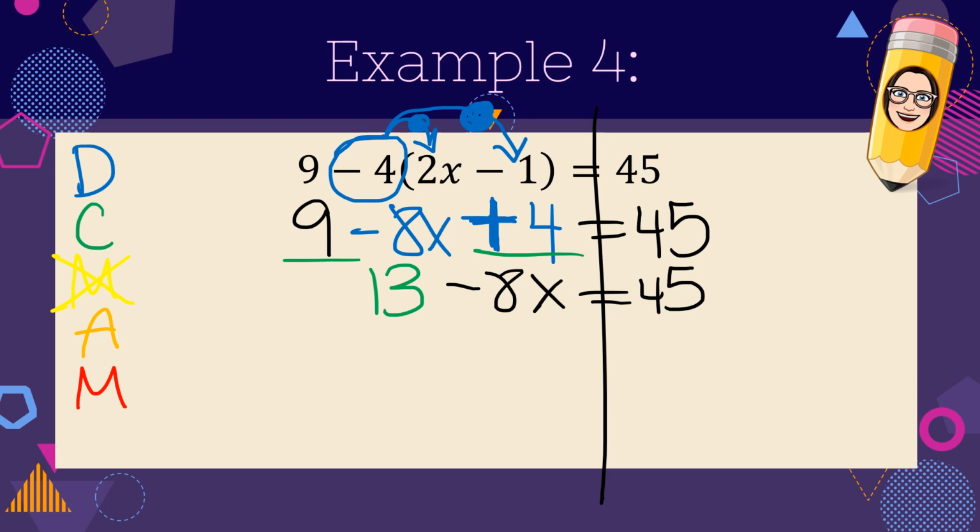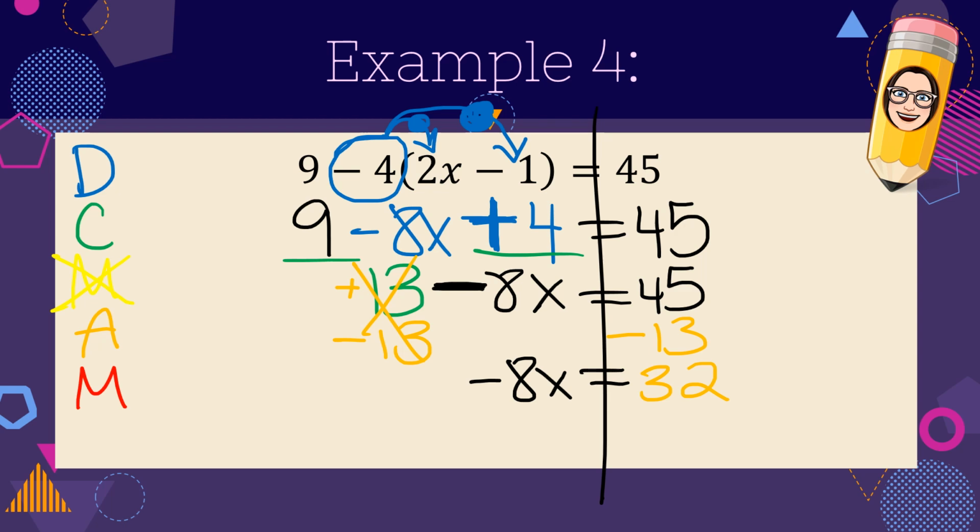Next step, undo any addition or subtraction. Look at that 13. What kind of 13 is it? It's a positive 13. So I need to subtract 13. You're going to want to add it. A lot of you are going to see this subtraction sign here. No. That belongs to the 8. That -8x falls down. We're not touching it, right? So we have to subtract 13.